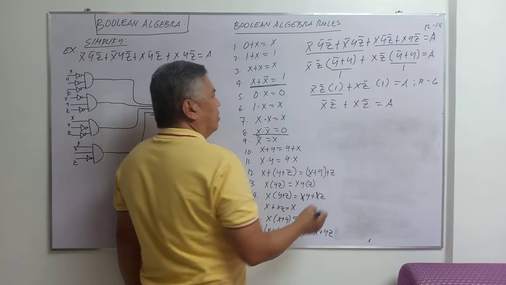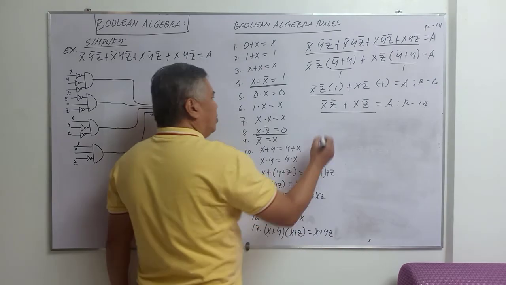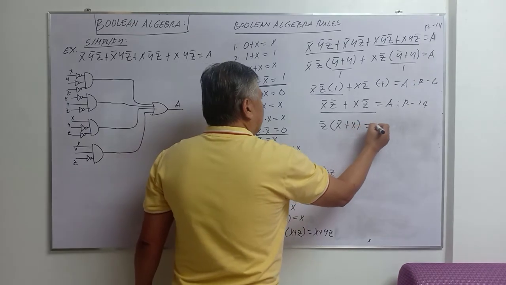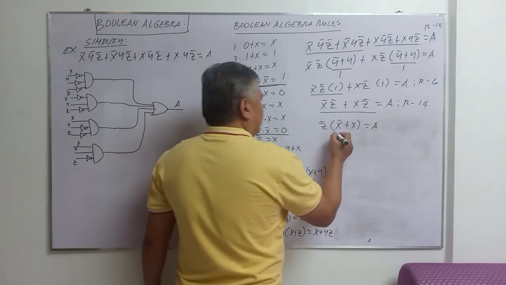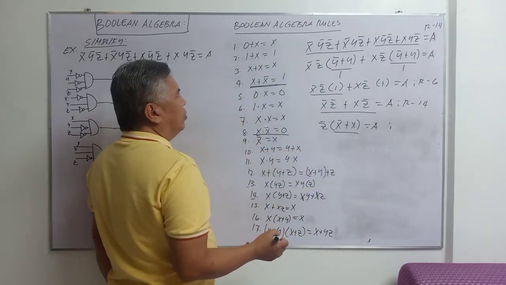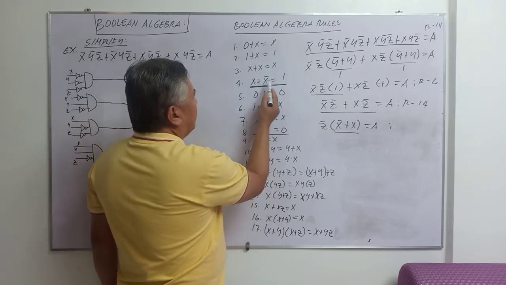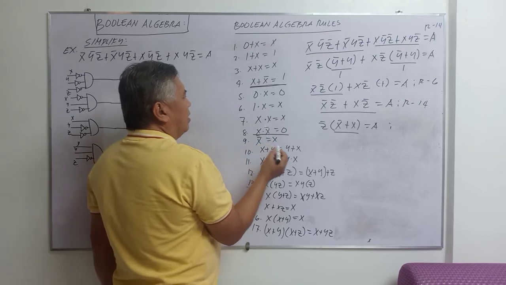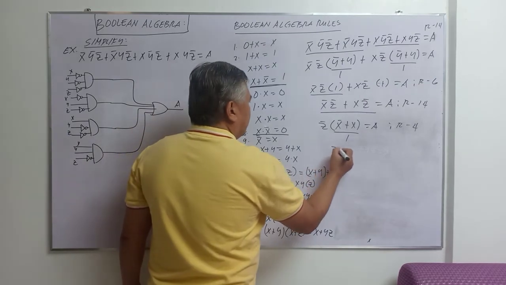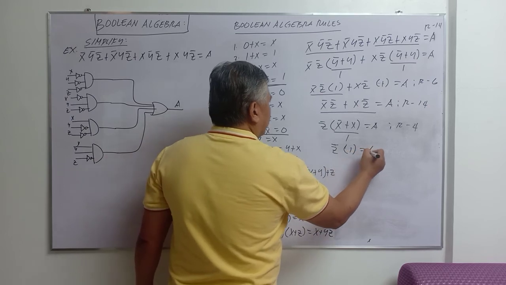Right? So what is common here? So common is Z bar. So what is left? X bar plus X is equal to A. Right? And this one here, again, rule number 4, X bar plus X is equal to 1. Right? That is rule number 4. So you have Z bar times 1 is equal to A.